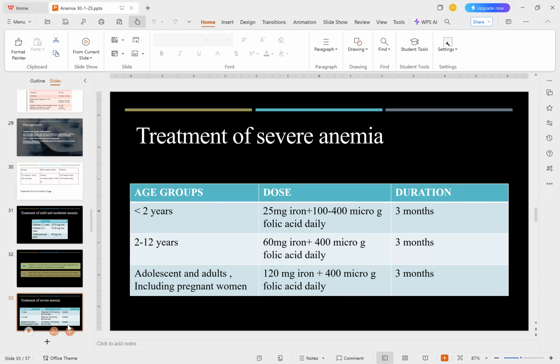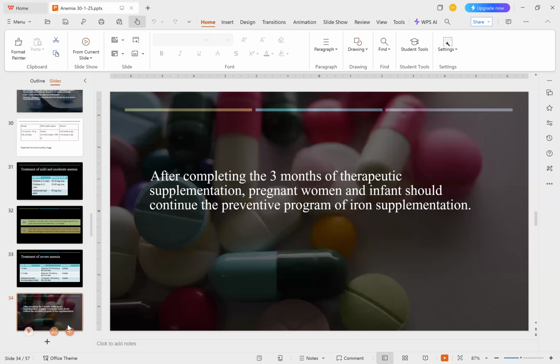Treatment of severe anemia. Age less than 2 years: 25 milligram iron plus 100 to 400 microgram folic acid daily for 3 months. 2 to 12 years: 60 milligram iron plus 400 microgram folic acid daily for 3 months. Adolescents and adults, including pregnant women: 120 milligram iron plus 400 microgram folic acid daily for 3 months. After completing the 3 months of therapeutic supplementation, pregnant women and infants should continue the preventive program of iron supplementation.